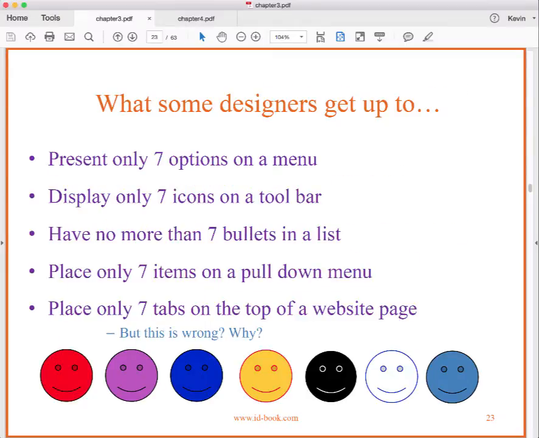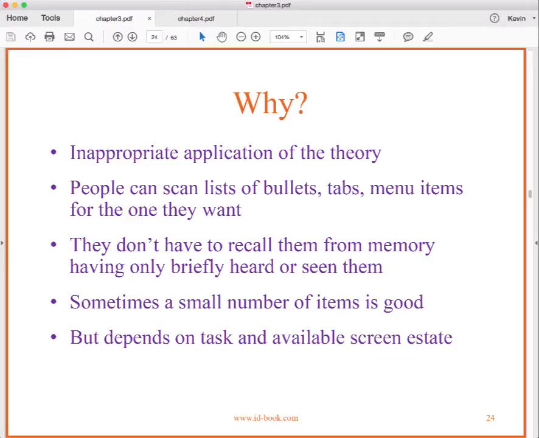But, and so, what would people do? Well, we would present only 7 options on a menu. We would display only 7 icons on a toolbar, 7 bullets on a list, 7 items on a pull-down menu, 7 tabs on top of a website page. And our authors are going to say that this is wrong, okay?